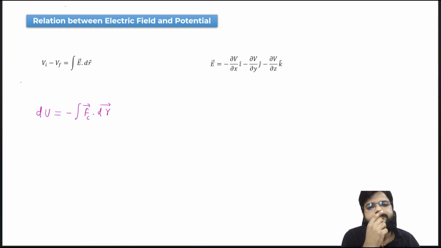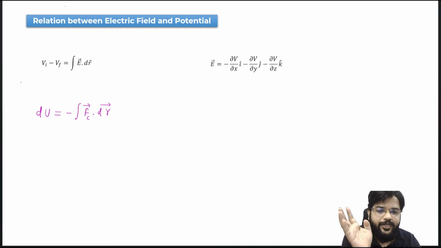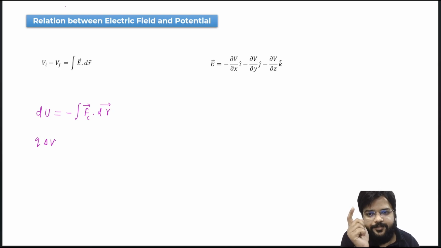So here everyone, we are talking about the electrostatic force. Electrostatic force is also a conservative force, correct? So here work is happening due to the electrostatic force, so then again potential energy will decrease. We know one more thing everyone, dU can be written as q del V, correct? And this F can be written as qE, because now we are talking about the electrostatic force. So electrostatic force can be written as qE, correct?